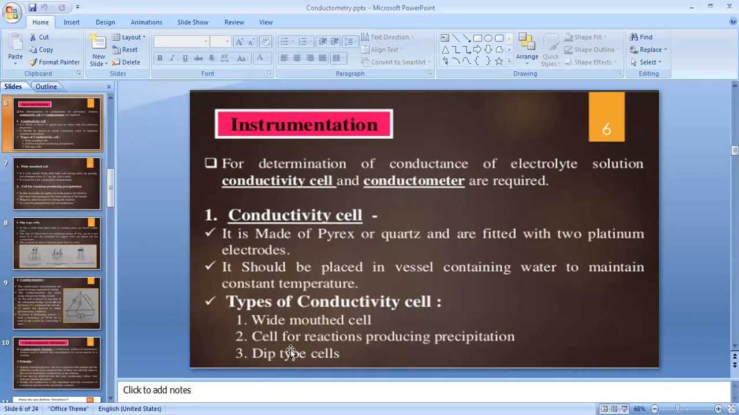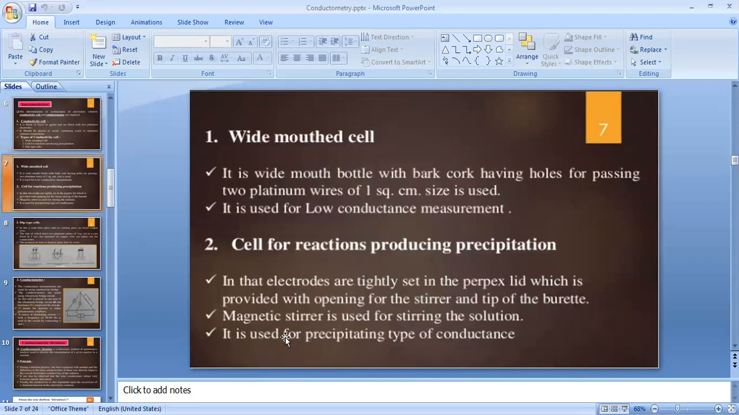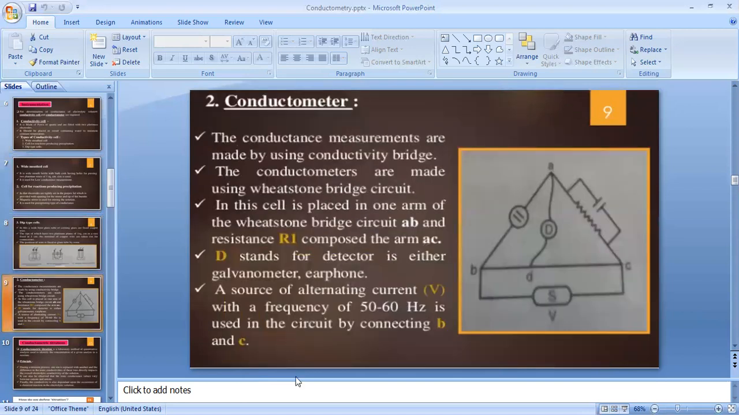In these three types of conductivity cell, there are two platinum electrodes which are dipped into a vessel containing a solution whose concentration is to be determined, and these two platinum electrodes are connected to the electrical circuit. The second instrumentation part of the conductometer comprises the Wheatstone bridge. In that Wheatstone bridge, firstly the cell is present between A and B. Next the resistance, that is R1. A to B represents the cell, A to C represents the resistance, D represents the detector, and V represents the alternating current.